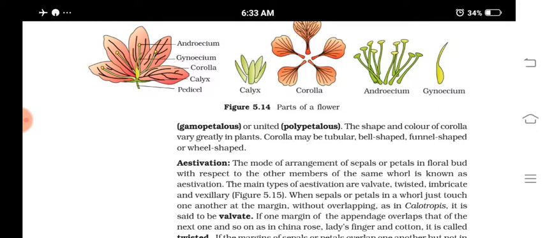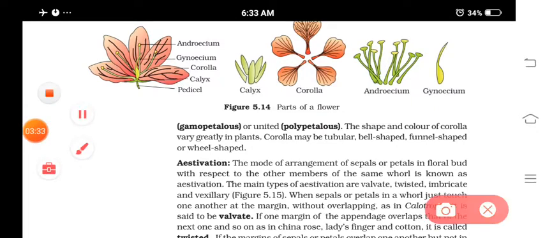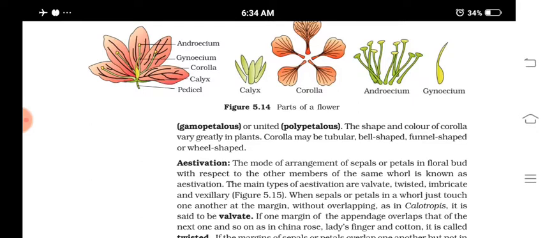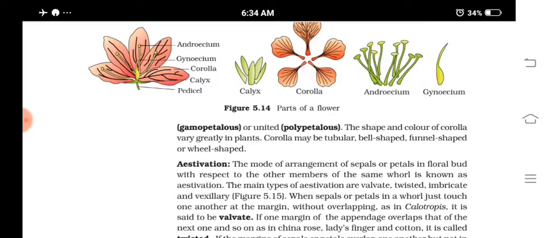So now we are going to study about aestivation. What do you mean by aestivation? The mode of arrangement of sepals or petals in floral buds with respect to the other members is called aestivation. It means in a bud, in which way all these petals or sepals are arranged. That arrangement is known as aestivation.